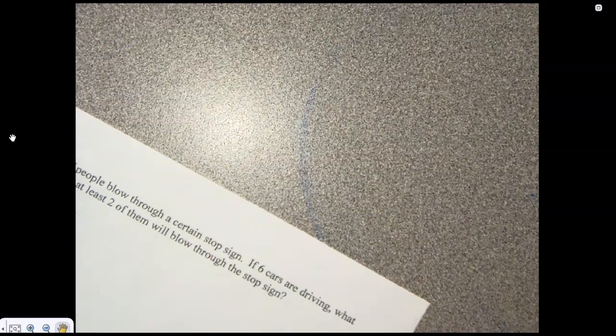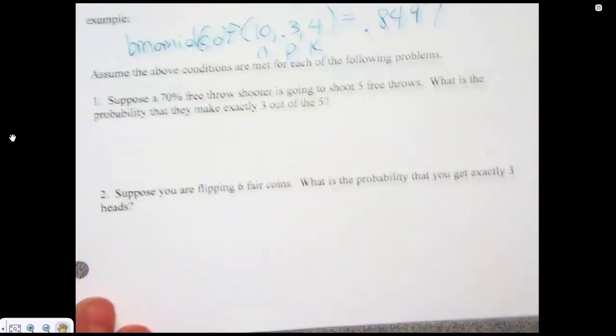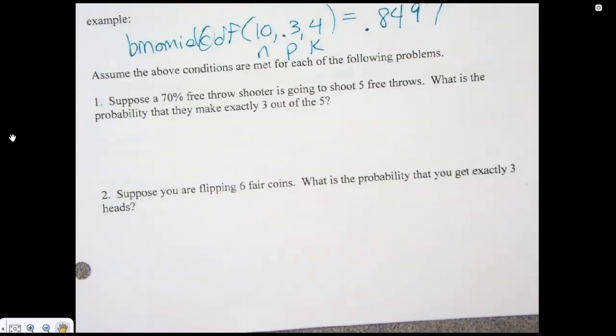Alright. I want you to try number 1 and 2. And those are both PDF, I'll just tell you. So I'm just kind of getting used to the calculator. But do number 1 and 2, write them out, label, get the answer, and let's just make sure we're getting them right.